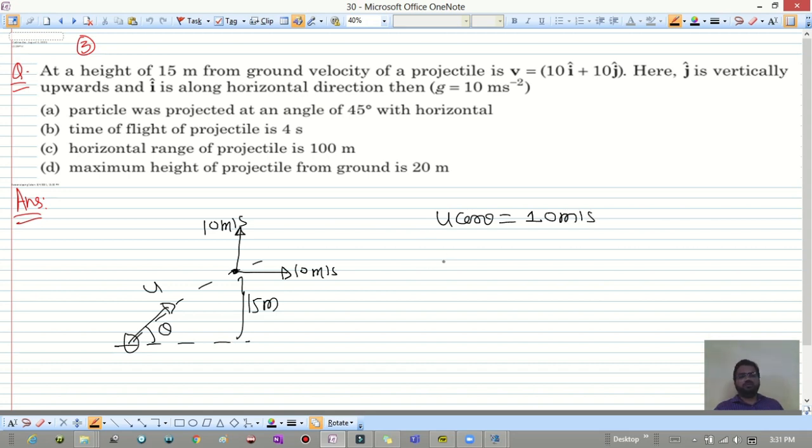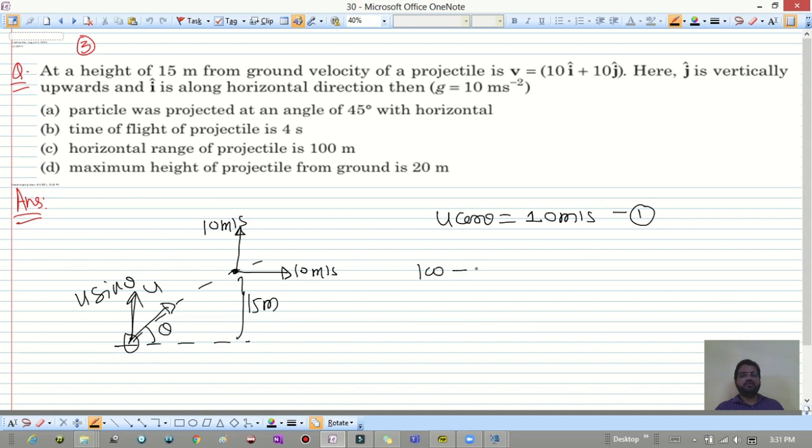Okay, no problem. Now we have final velocity 10 meter per second, initial velocity in the vertical direction u sin theta, and the distance also known, and the acceleration also. Then we'll have the second equation. So this is the first equation. Second equation, by using the vertical component of the velocity, it is u sin theta. Final velocity squared. That is, I'm using here third kinematic equation.